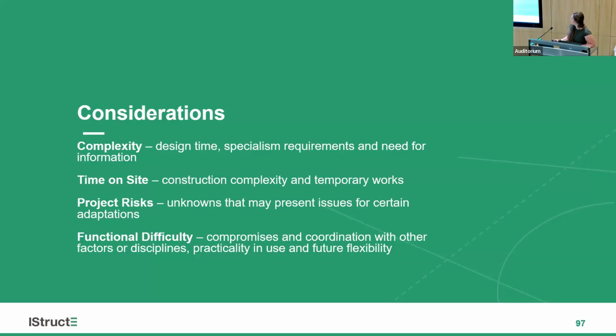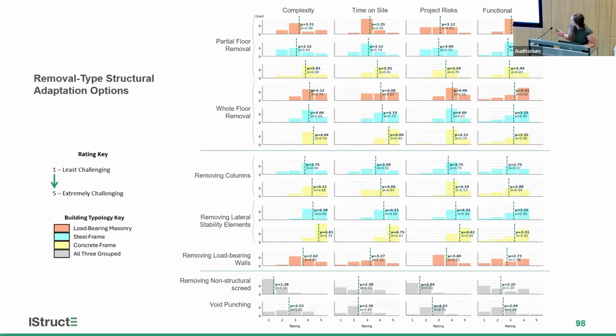Okay, we're now going to go into the results. Don't panic. I know there's a lot going on this slide. I'll just talk you through the format, so it'll be the same for the next 4 slides. So if you can see the laser pointer, down here on the left, we've got the different structural adaptation options. And then each of these 4 columns relates one each to those 4 considerations I discussed. And each one has got a rating of 1 on the left, which correlates to it being least challenging, to 5 on the right-hand side, which is extremely challenging.